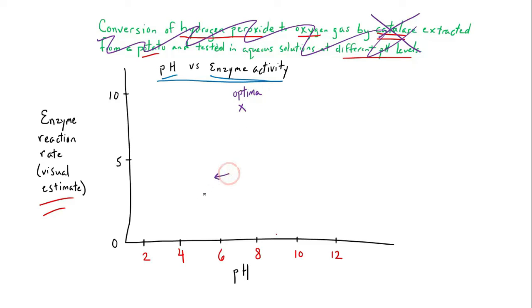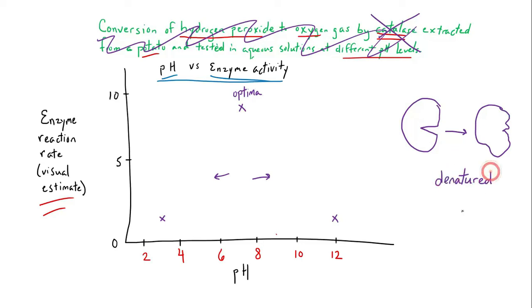As we move toward the acid side, then the reaction rate will go down. And as we move toward the basic side, the reaction rate will also go down. Why is that? Well, because remember, enzymes have that active site, and as the pH changes, then that active site and the whole enzyme in particular is kind of crumpled up and destroyed. It becomes denatured. And so as it loses its shape, it loses its function.